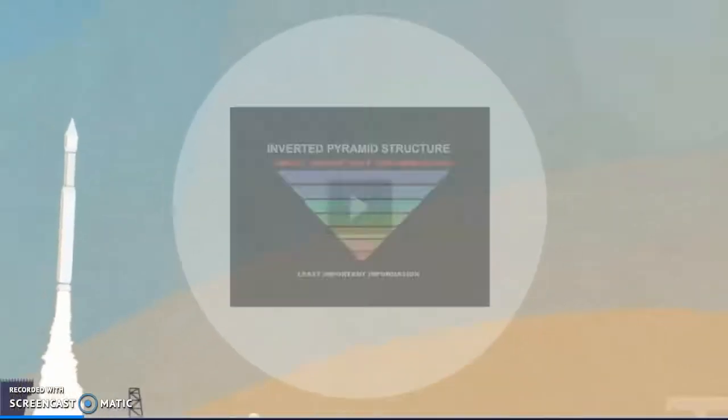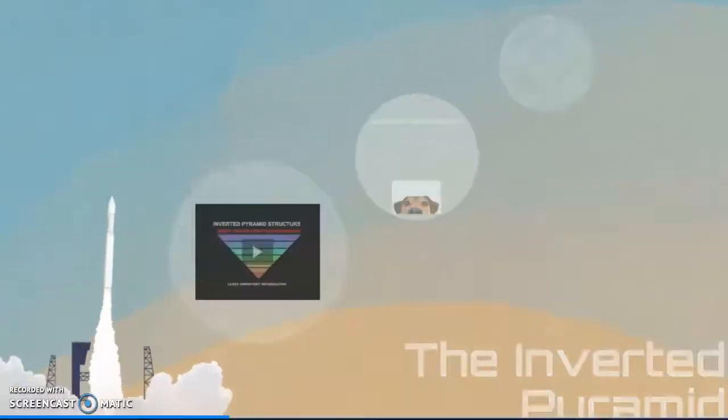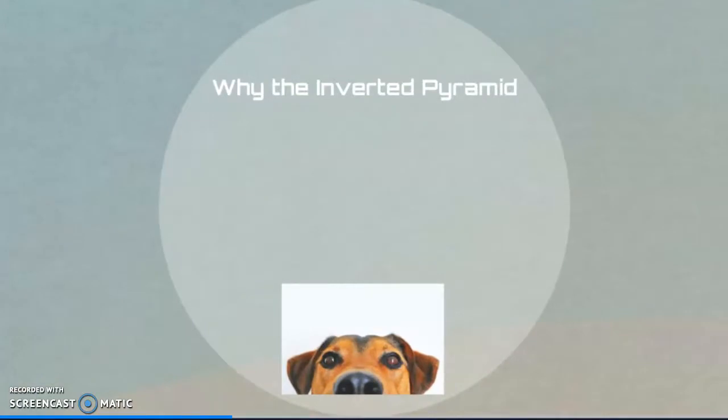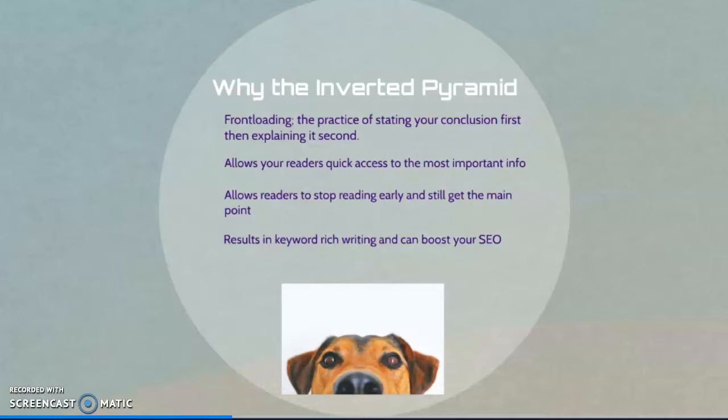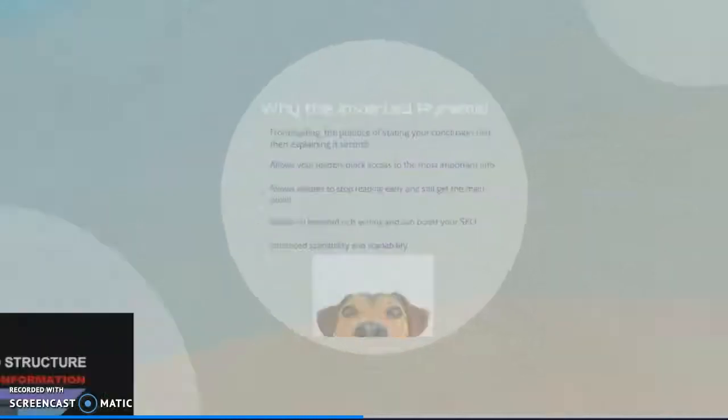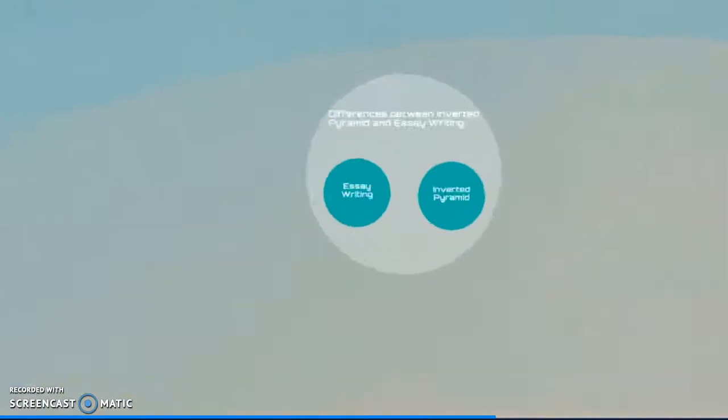So to reiterate some of those points, why the inverted pyramid? Front-loading is the practice of stating your conclusion first and then expanding it second. This allows readers quick access to the most important info, allows readers to stop reading early and still get the main point, results in keyword-rich writing and can boost your SEO or search engine optimization, and enhances skimmability and scannability.